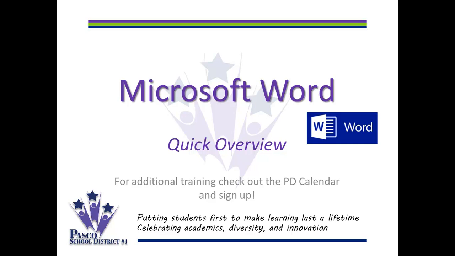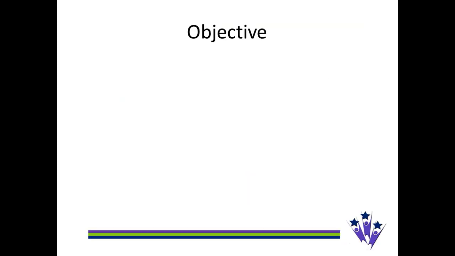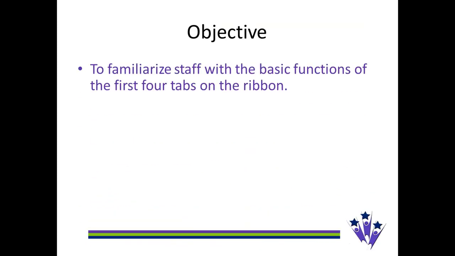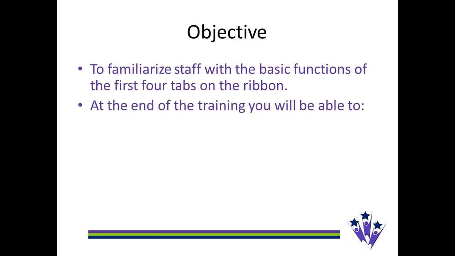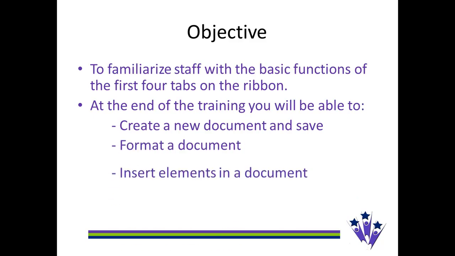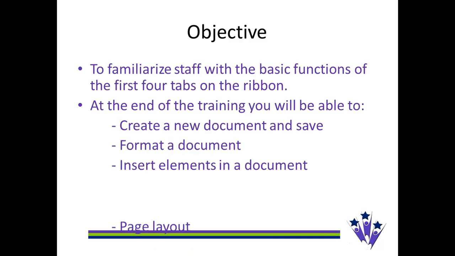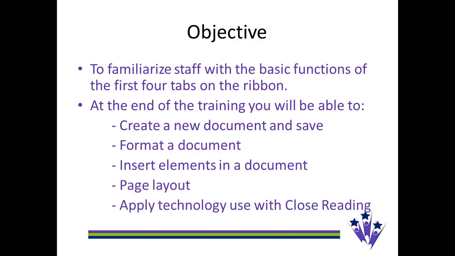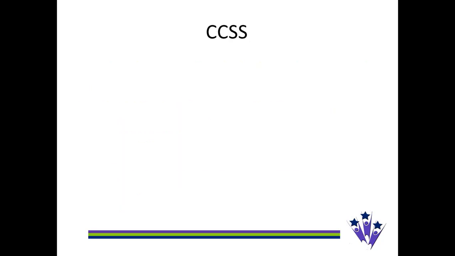This training is a quick overview of Microsoft Word. The objective for this training is to familiarize staff with the basic functions of the first 4 tabs on the ribbon. At the end of the training, you will be able to create a new document and save it, format a document, insert elements in a document, use the Page Layout tab, and apply technology use with close reading.